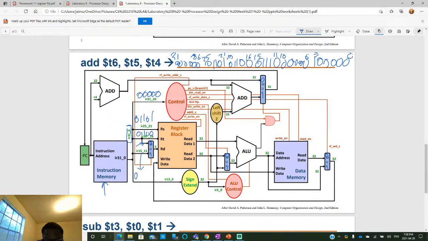So now notice that we know that T6 is the destination register. So by all means, after whatever happens to this mux, RD should equal 0, 1, 1, 1, 0. So basically, this input must be routed to the output of this mux. For that to happen, this control line, this red line you see here, should carry the signal 1.